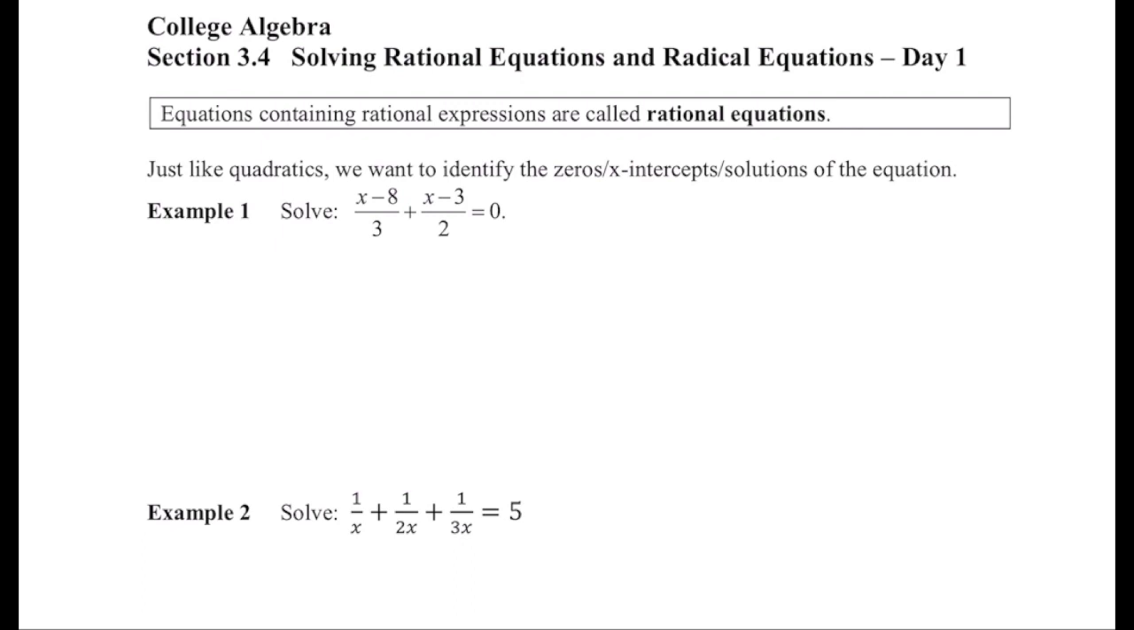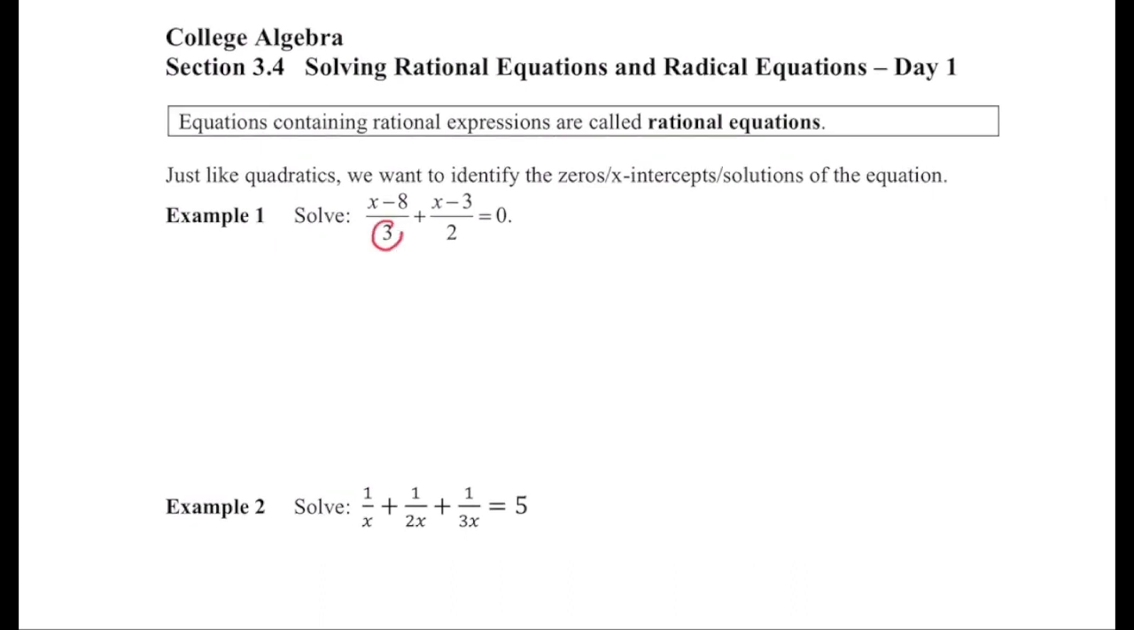the easiest way to go about this is to eliminate the denominator by finding a least common denominator. So to do that, when I look at 3 and I look at 2, I see that my least common denominator would have to be 6. So I'm going to multiply everything by 6.